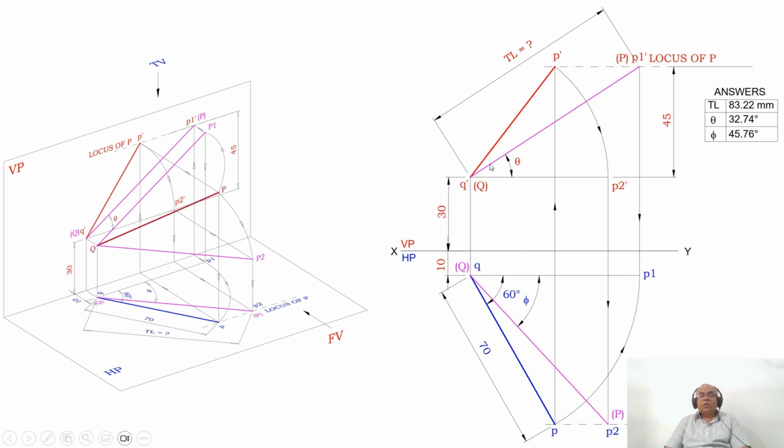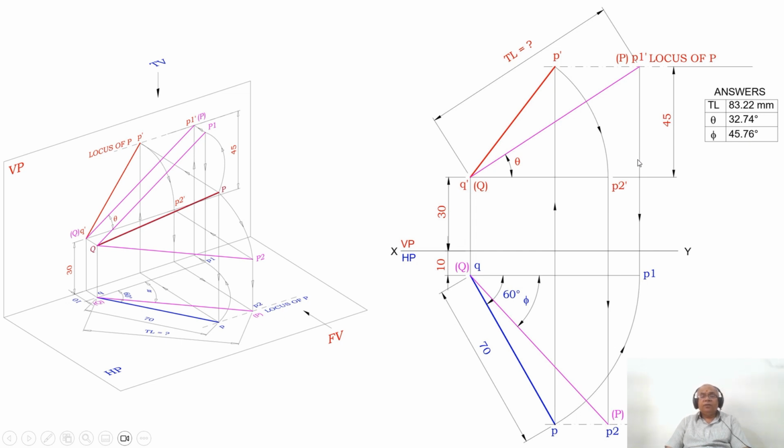Now I need to check by measuring the distance from P1 dash to Q dash, which is the true length line, which is 83.22 mm in the computer, but when you are doing it manually, you will get around 83. Similarly, the true inclination with respect to HP, which is theta, is 32.74 here, so it should be 33 degrees. Similarly, the true inclination with respect to VP, phi, is 45.76. You are going to get it as 46 degrees when you are doing it manually.